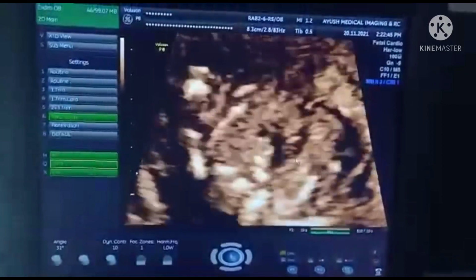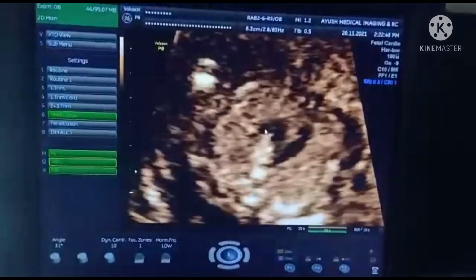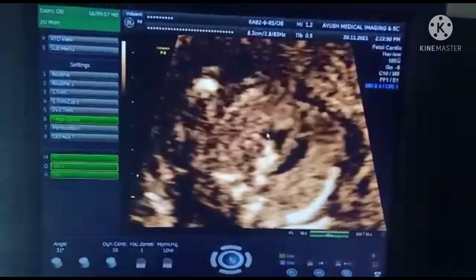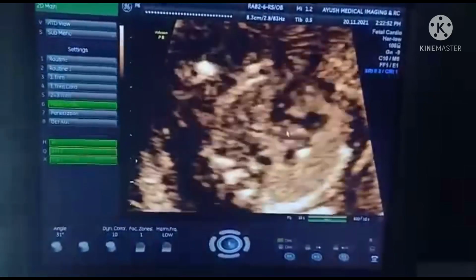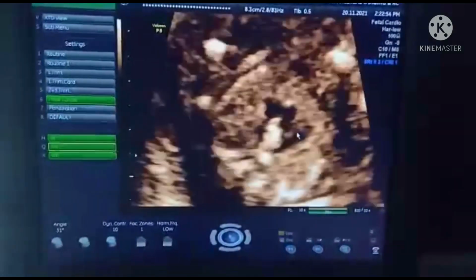And when we try to look at the outflow tracts, this is a three vessel view. This is a SVC, that's the aorta and the pulmonary trunk.